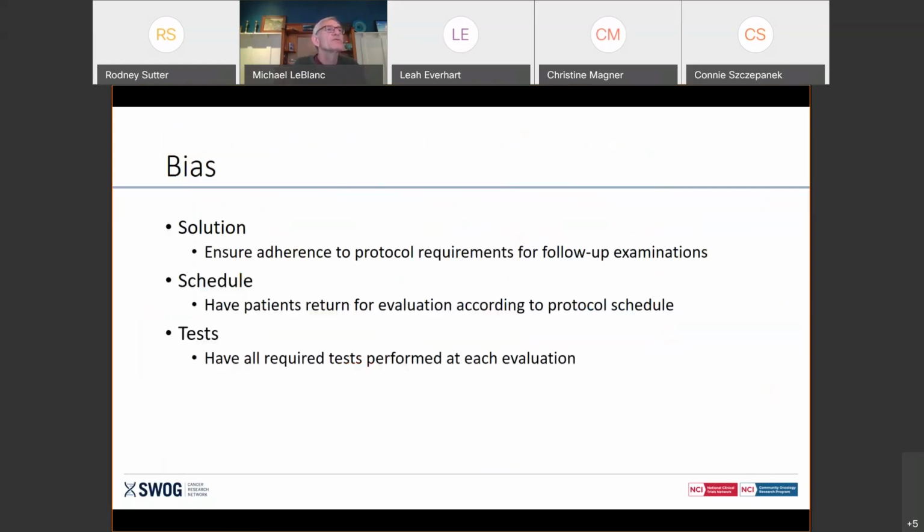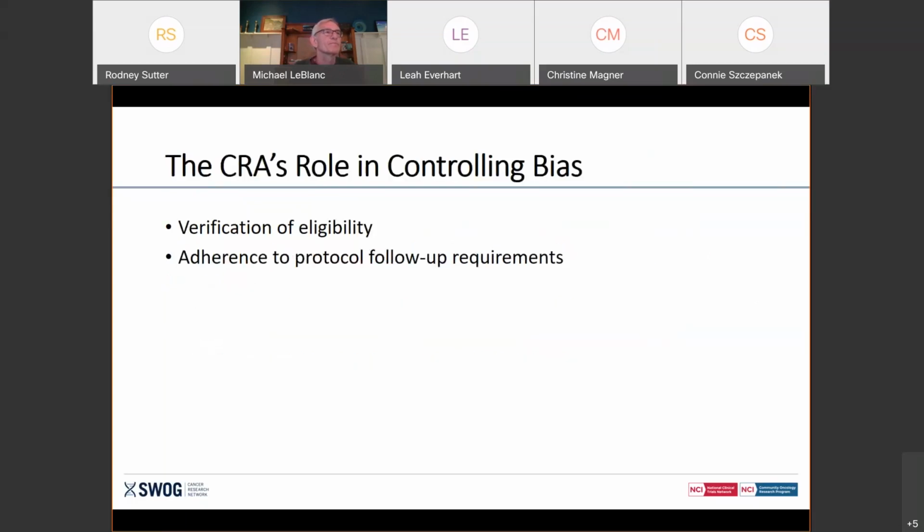So bias. The solution is to ensure adherence to protocol requirements for follow-up examinations. And Connie gave wonderful suggestions on how to do that as cleanly as possible. Schedule patients to return for evaluation according to protocol, and have all tests performed per evaluation. Some of those assessment dates may have been scans. If they weren't done at the right time, that could have introduced other biases as well. So what's your role? Verification of eligibility and, adding to that, adherence to protocol follow-up requirements, among many other things.